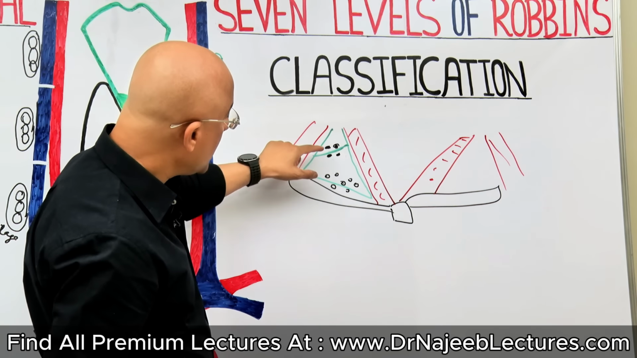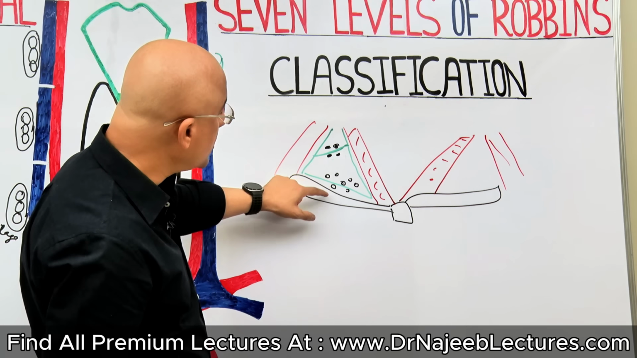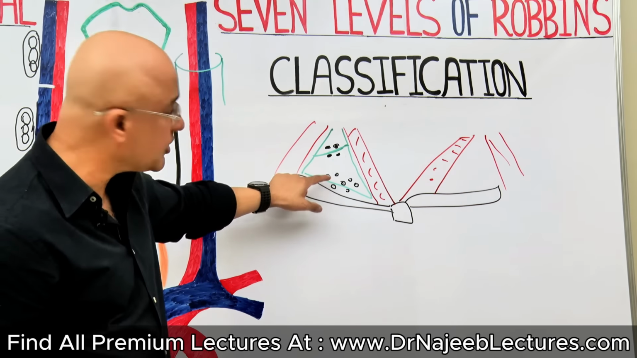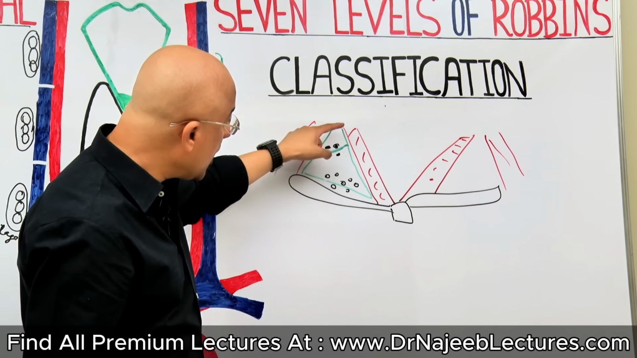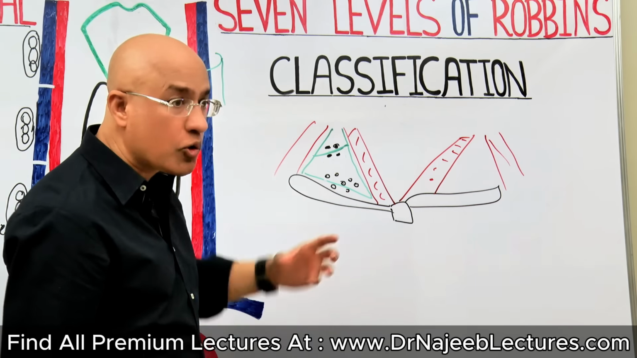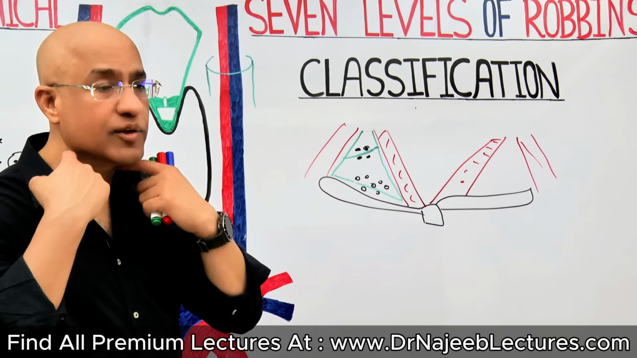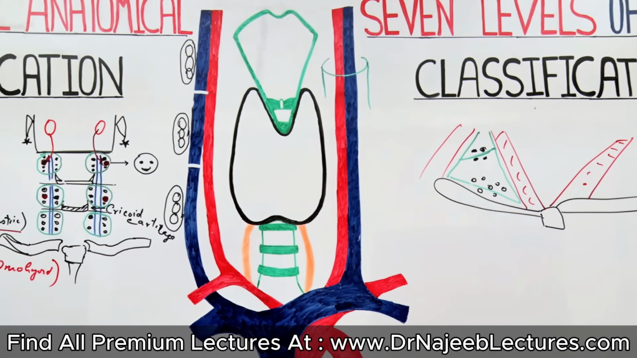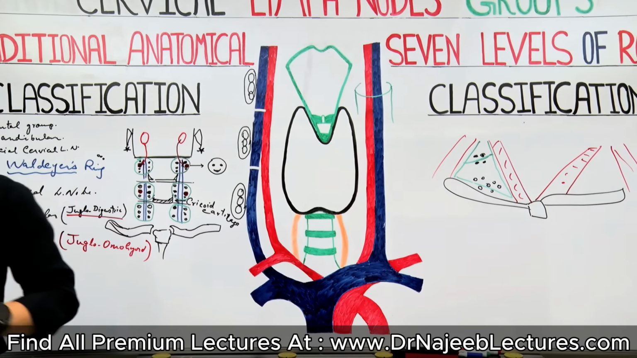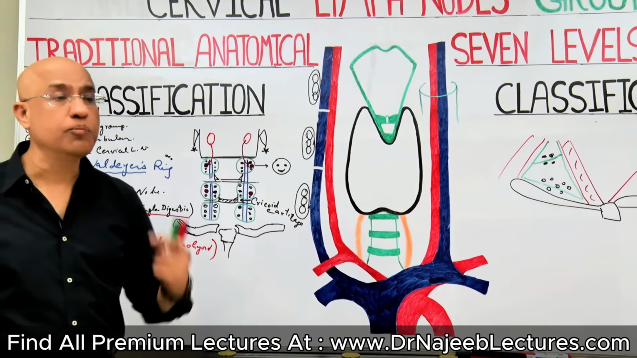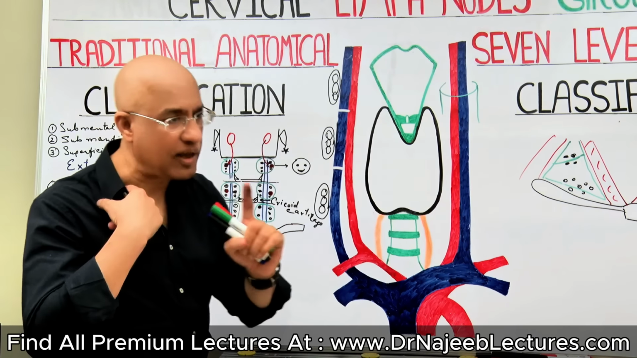But lower group is very important. It has one more name, that is supraclavicular lymph nodes, because here is supraclavicular fossa. So this is the lowermost group of lymph nodes of posterior triangle of the neck, or the lowermost group of the posterior cervical lymph node group. Posterior cervical lymph node group, the lowermost group is supraclavicular lymph node.